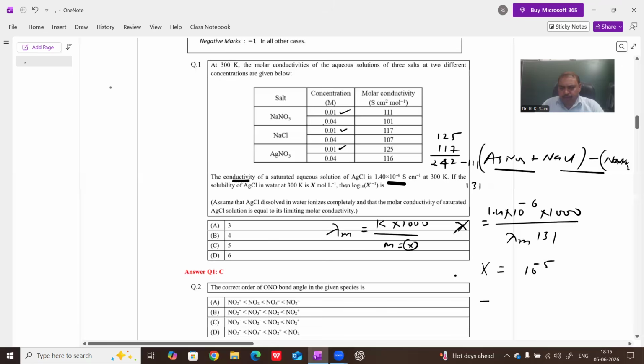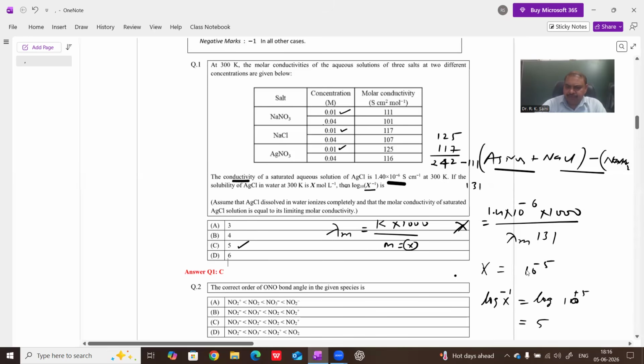We write in terms of log. Log x equals log 10 to the power minus 5. And we write minus log x, which means the inverse of the power, and hence our answer is 5. Answer 5. Question next. Question number second.